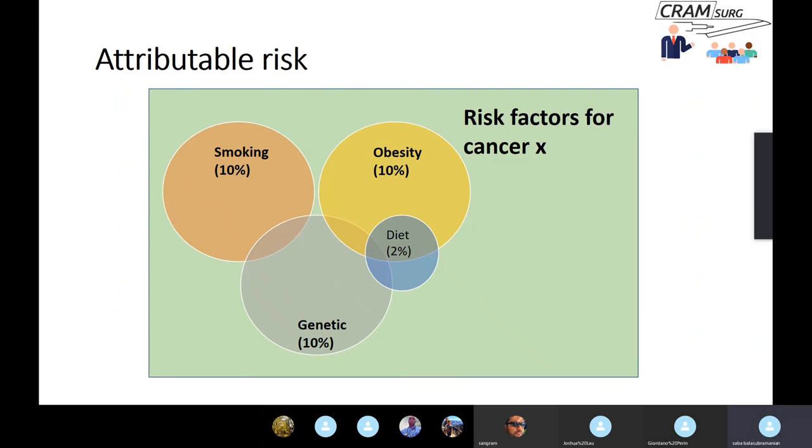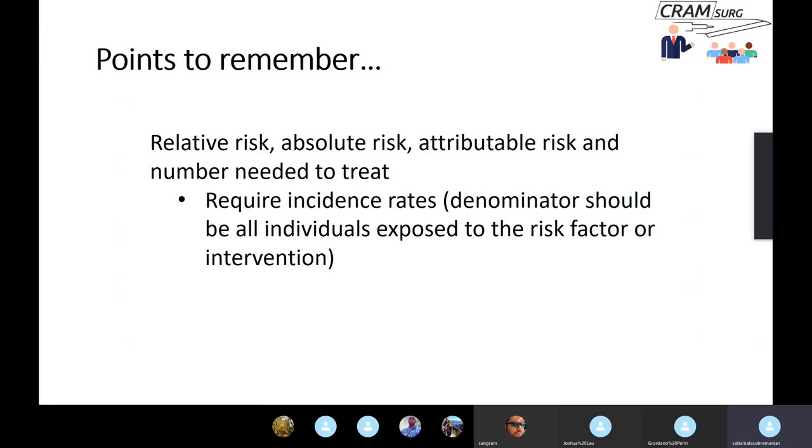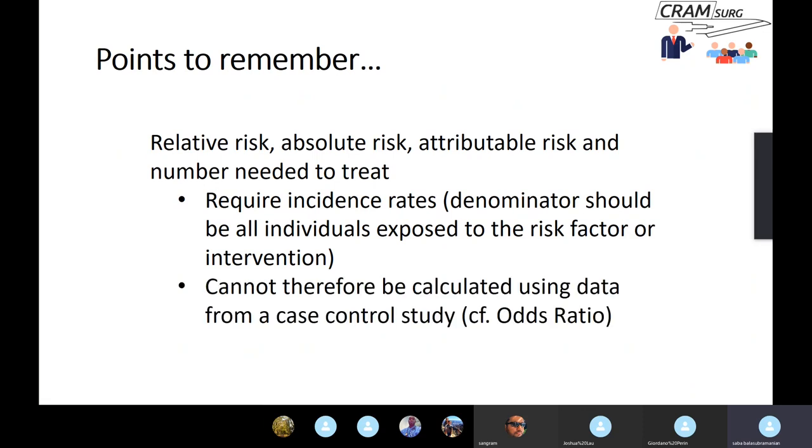Okay, so I hope that explains attributable risk a bit more. So we talked about relative risk, absolute risk, attributable risk, and the number needed to treat. You've got to keep in mind that all of these require the incident rates. In other words, the denominator should be all the individuals exposed to the risk factor or intervention. In other words, as we've discussed before, you need a cohort type study to be able to calculate these measures of risk. So these cannot therefore be calculated using data from a case control study. And that's absolutely critical to remember, especially when you're setting out to do a study or when you're critiquing a paper. As opposed to odds ratios, which can only be calculated from a case control study and should not be calculated from a cohort study.